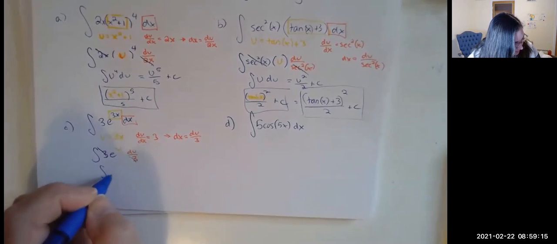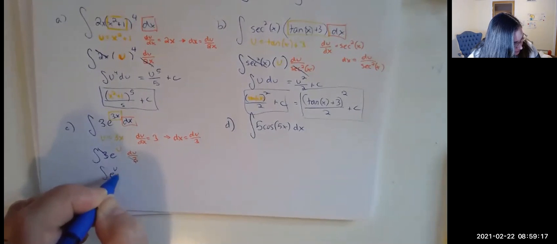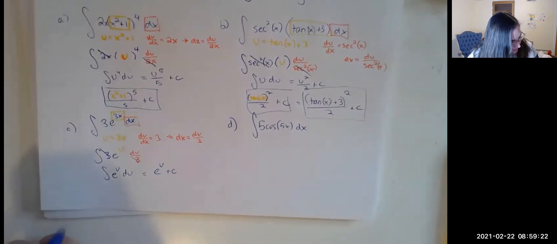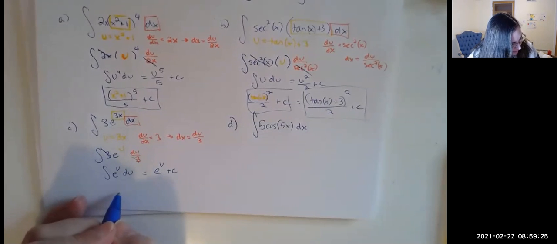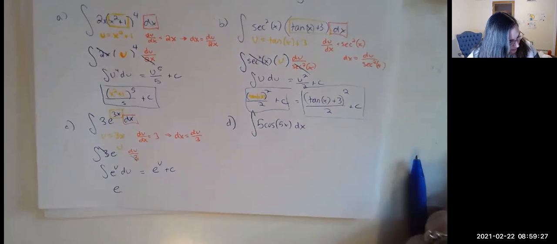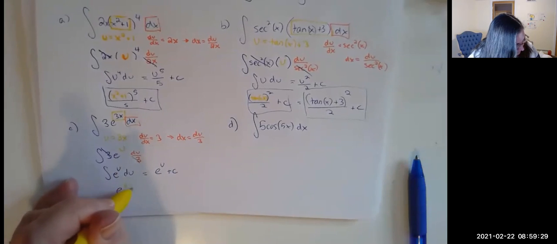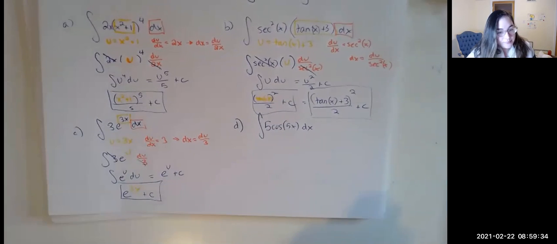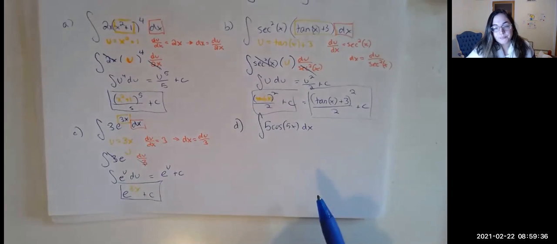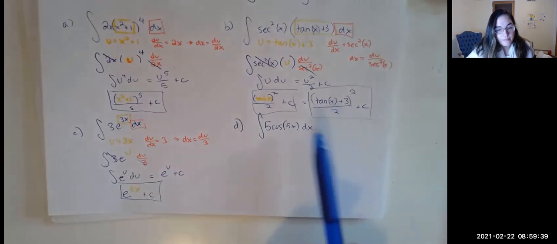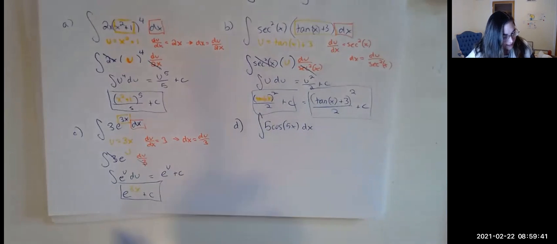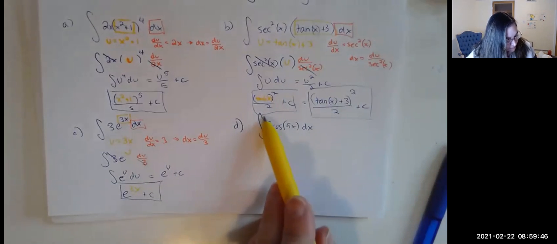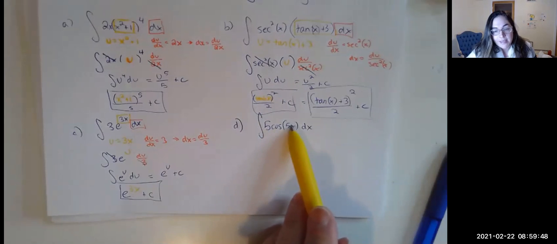So that leaves me with the integral of e to the u du, which is just e to the u plus c. And now I just need to substitute my u back in. So e to the 3x plus c is my integral. That's it. Okay. For our last problem, we have another trig problem. So here we go. Integral of 5 cosine of 5x dx.